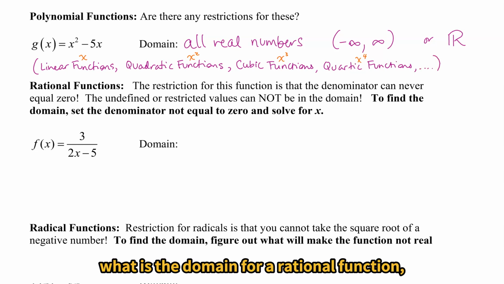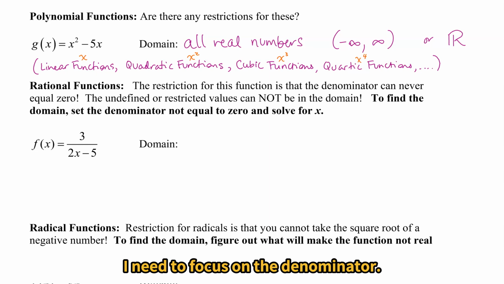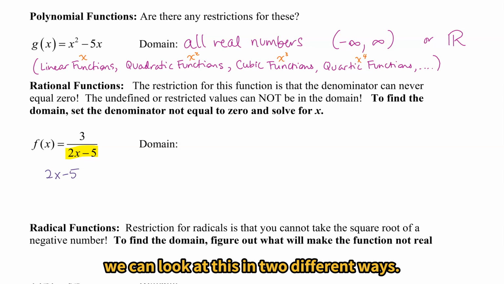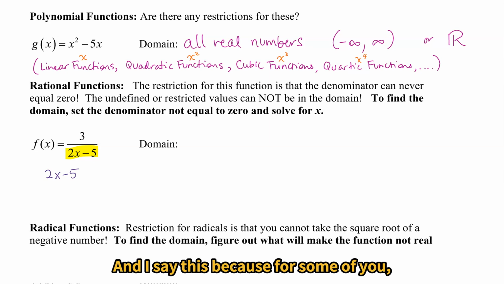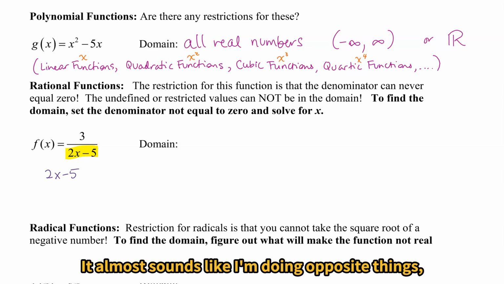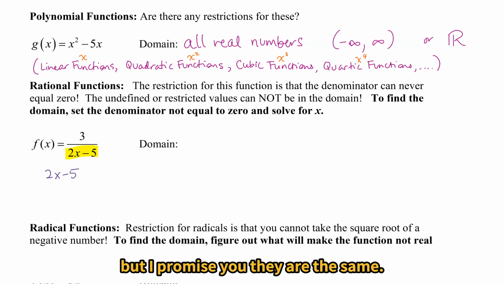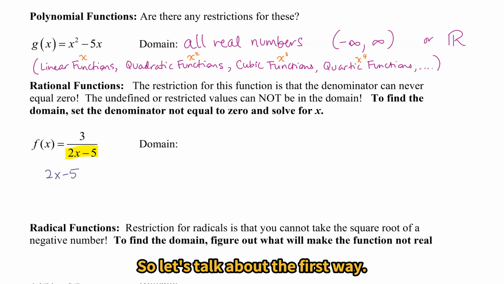If I want to talk about what is the domain for a rational function, I need to focus on the denominator. So taking a look at that denominator, we can look at this in two different ways. And I say this because for some of you, one way is going to make sense, and for some of you, the other way is going to make sense. It almost sounds like I'm doing opposite things, but I promise you they are the same. So let's talk about the first way.